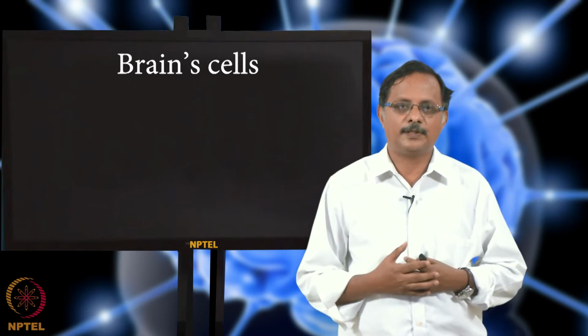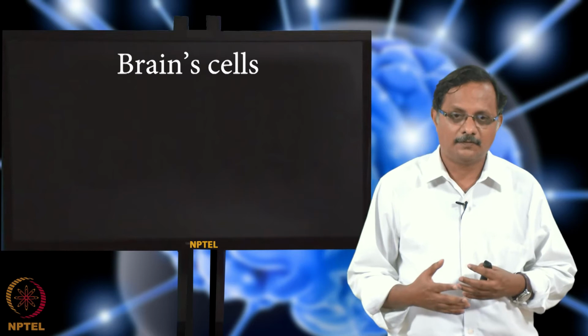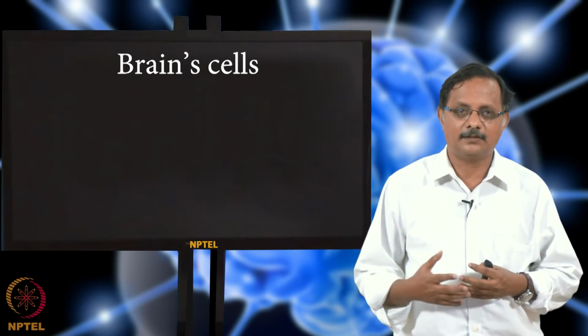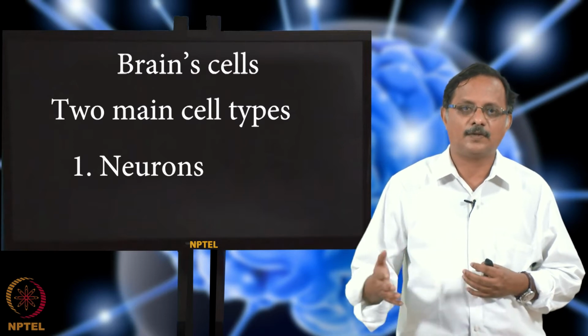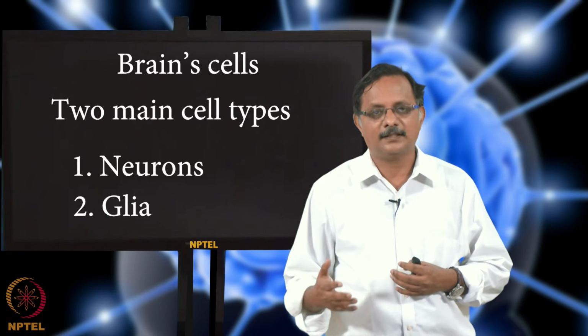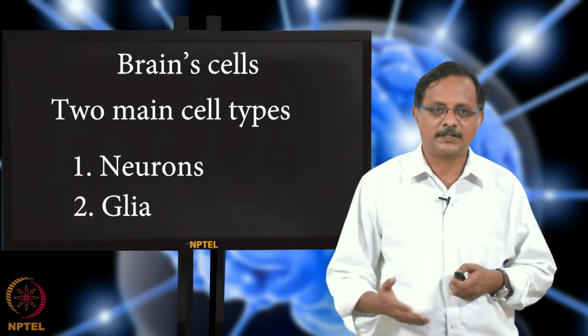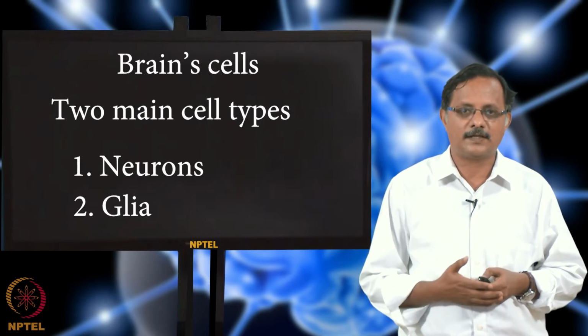Now, traditionally it has been thought that the brain's information processing functions are basically implemented by neurons, these particular cells called neurons. But work done over the last couple of decades has shown that there is a second class of cells called glial cells, which also are involved deeply in the brain's information processing activities. So we will talk about these two kinds of cells, neurons and glia.